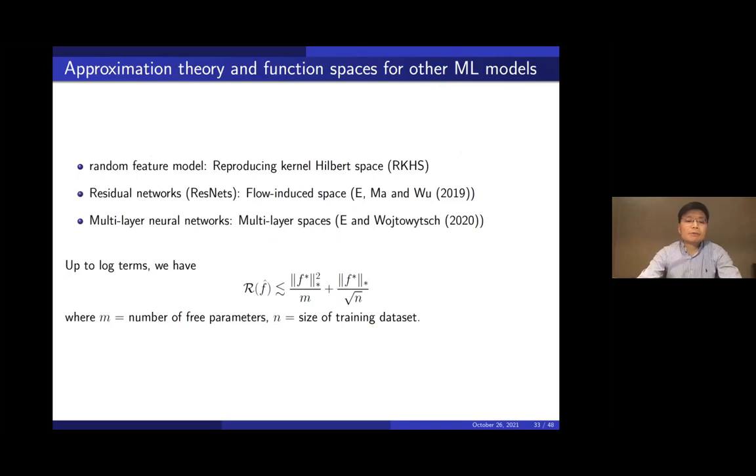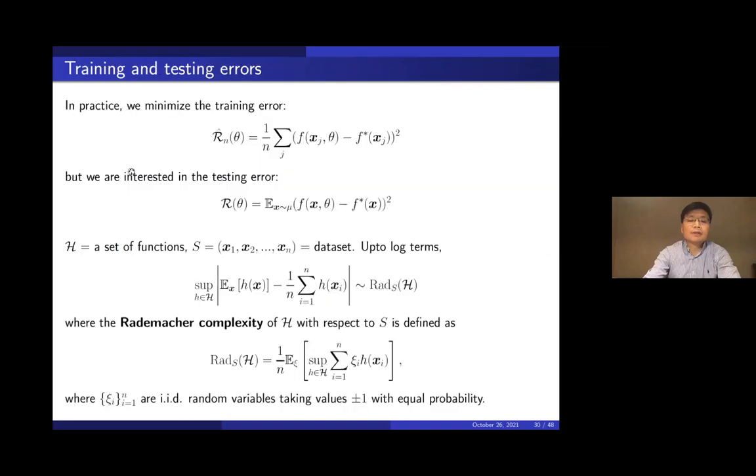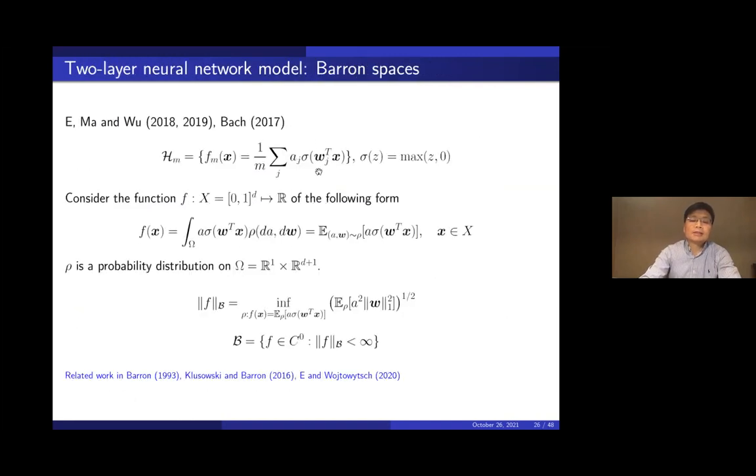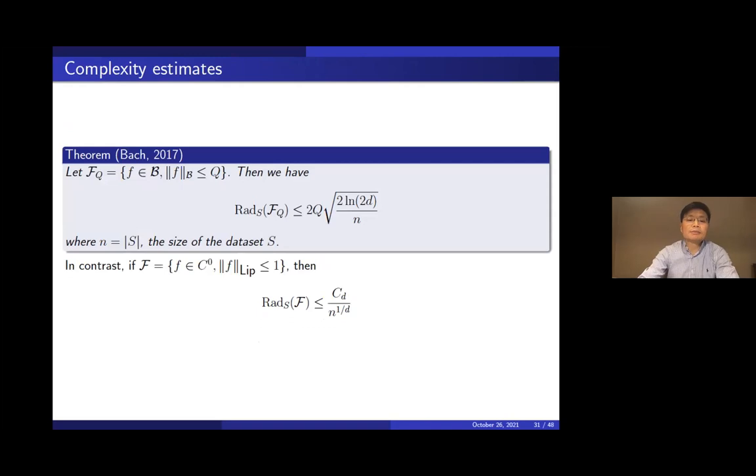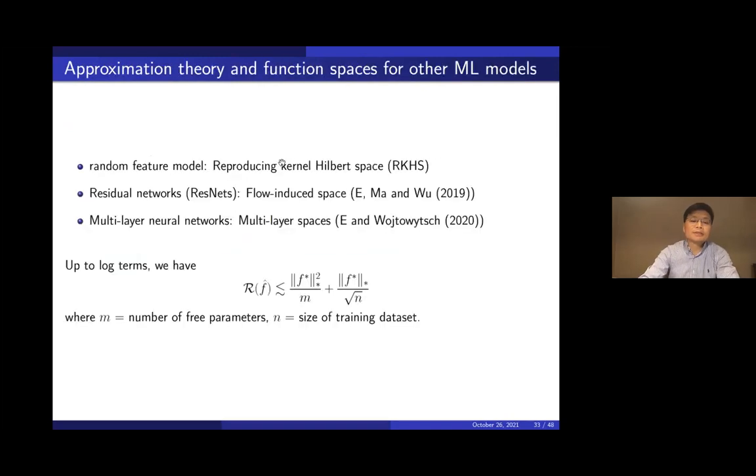And these kinds of theorems can be proved for other situations too. For example, this is the two-layer neural network model. The random feature model is like a two-layer neural network, except that this w_j is no longer a training parameter, but rather it's fixed at some random values. So that's called a random feature model. For the random feature model, the Barron space is replaced by a reproducing kernel Hilbert space. For another popular model, the Barron space is replaced by the so-called flow-induced space.